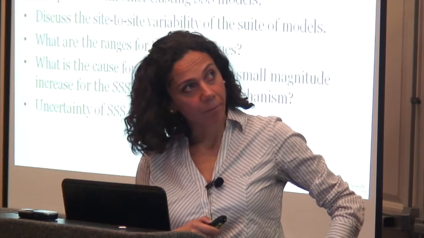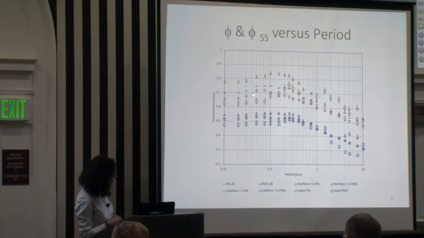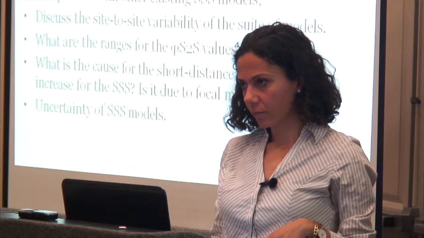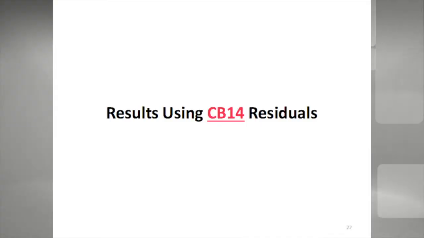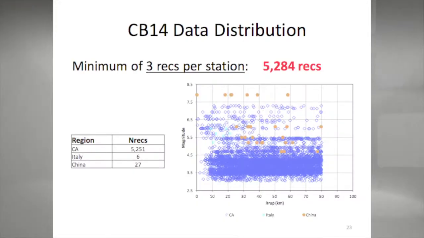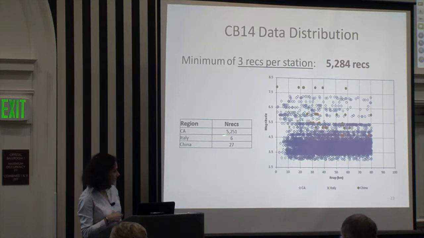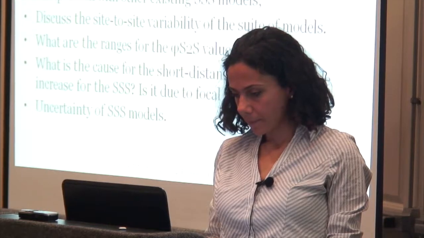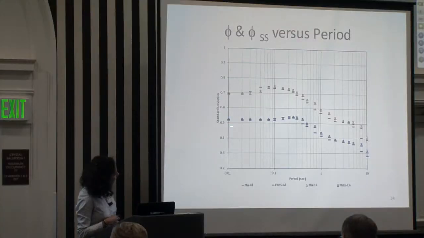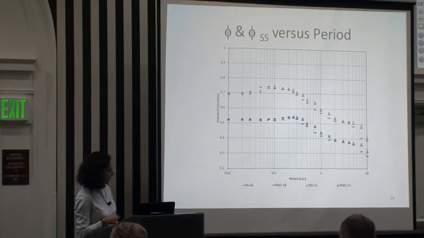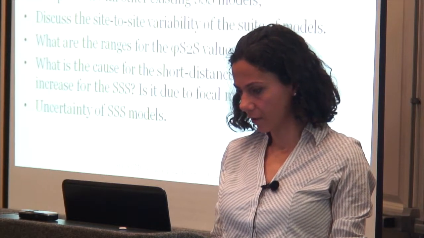And here, adding the Japan data, this is the phi for Japan, the squares, and this is in blue, the VSS for Japan. And I'll show more trends later on when I compare everything together. For Campbell and Bozorgnia, using a minimum of 3 recordings per station, I have over 5,000 recordings, and I have the residuals up to 80 kilometers, and they're mainly from California. These are their phi and VSS, and this is all the data, and the triangles are California only.